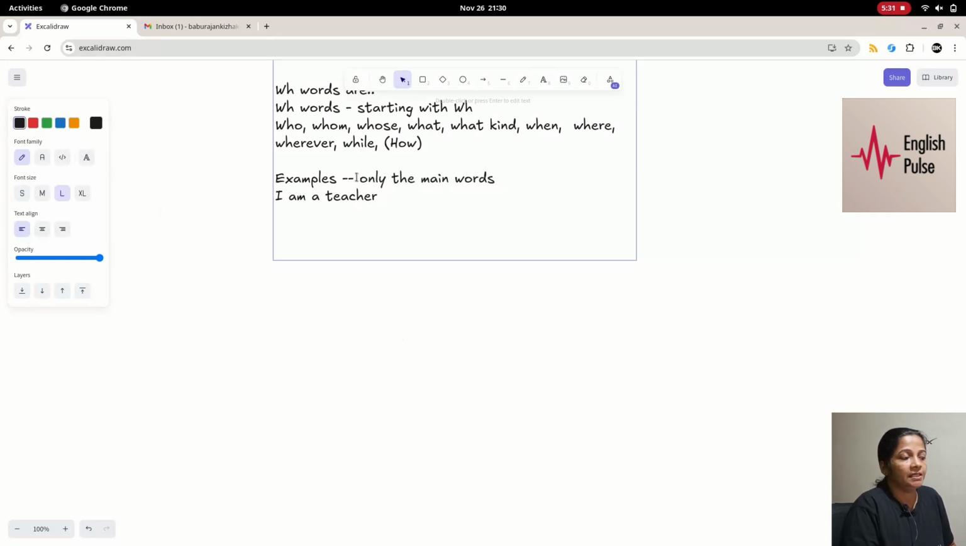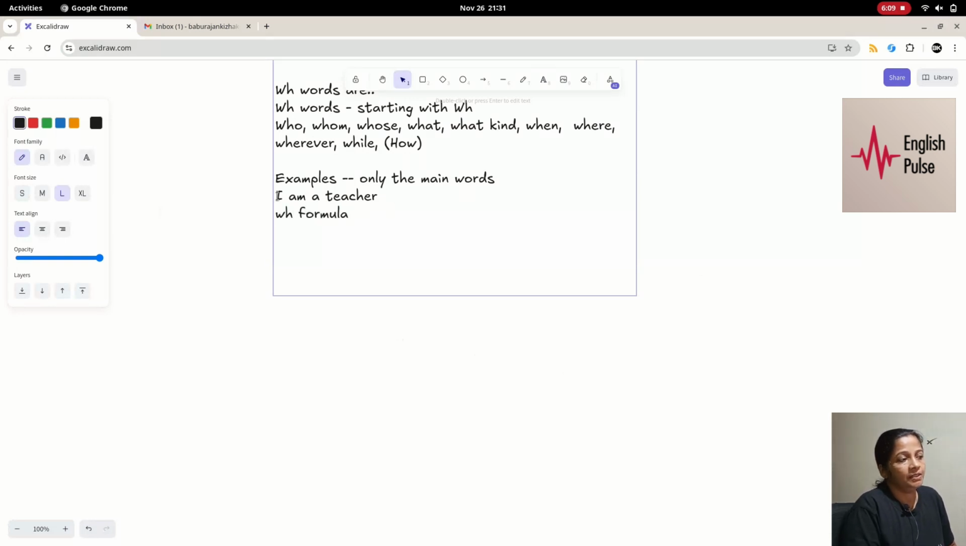Main words means, this is an article, if you know, or forget about that. This is a small word, this is not a main word. So what are the main words here? Subject, verb, and this word. I'm just leaving the verb for now. You know what this verb is. So I am talking about this and this. So now we are going to apply the WH formula.